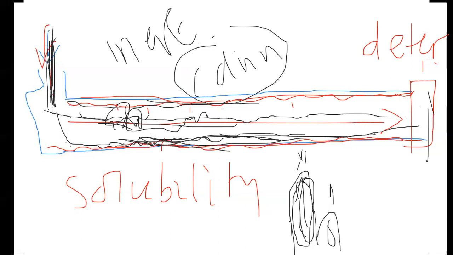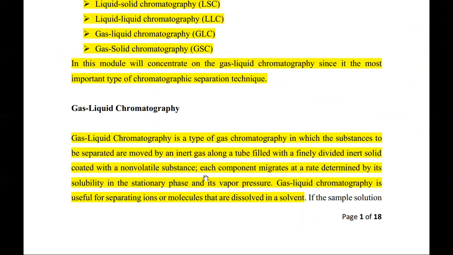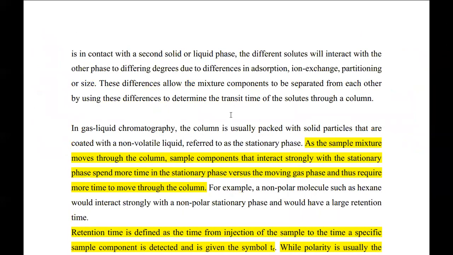So these are some of the things that you need to understand about gas liquid chromatography. The gas is the mobile phase, and the liquid is the stationary phase, and that liquid is positioned along the walls of the column. So I'll just be going through those points that I highlighted because these are the ones that I feel are of great importance.